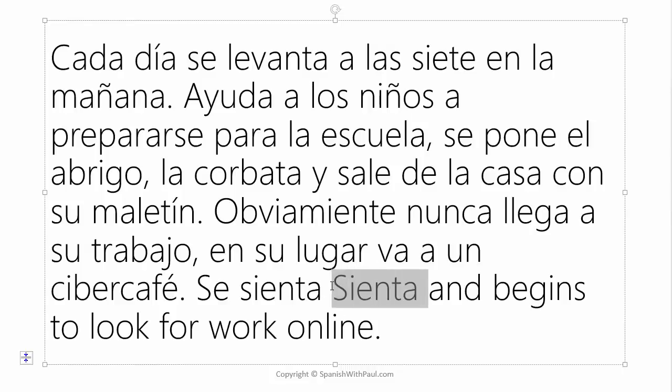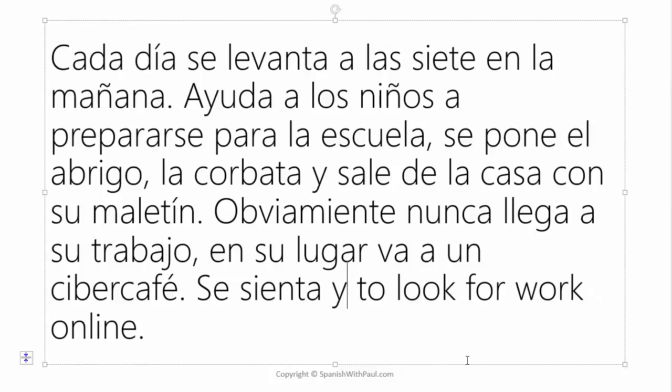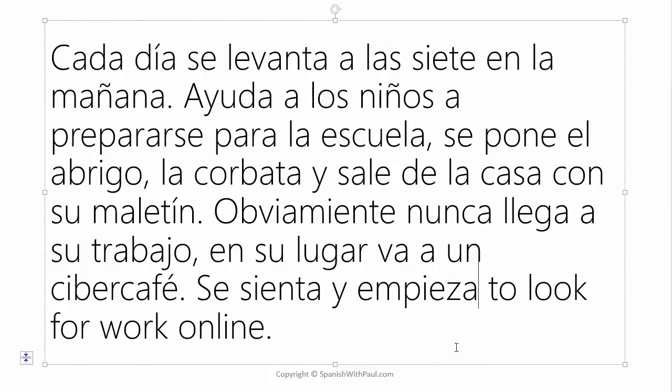He sits himself down and begins to look for work online. Okay, so to begin or to start is empezar. So y empieza. Here's another verb that splits like this. You can see how it splits into the IE, splits into the IE. You'll get to know the verbs that do that quite well, because they're actually very common in Spanish. You come across it all the time with these verbs splitting into this IE. Y empieza.